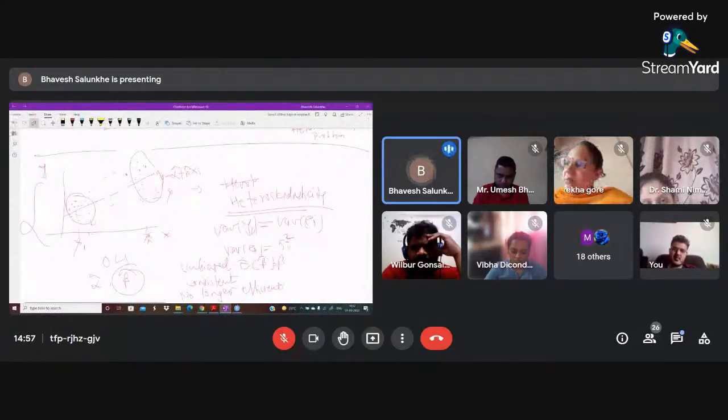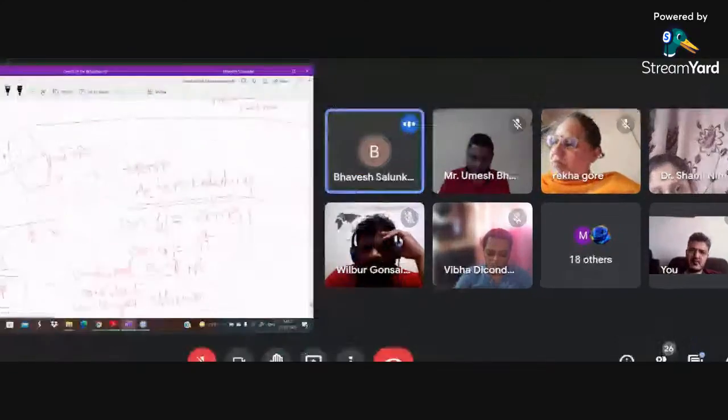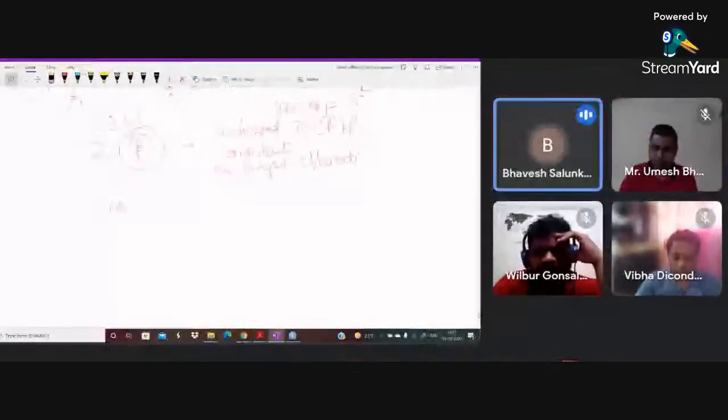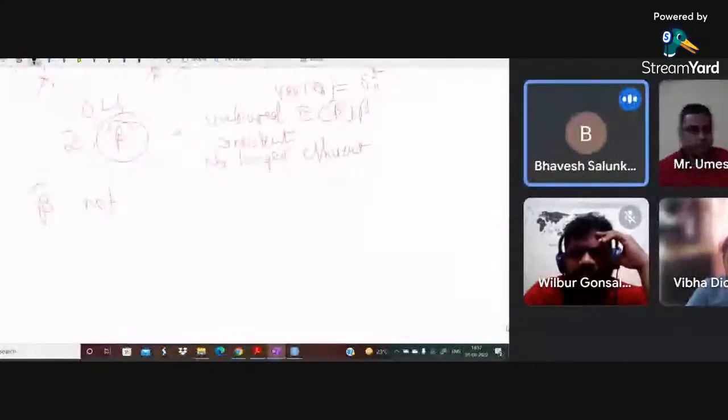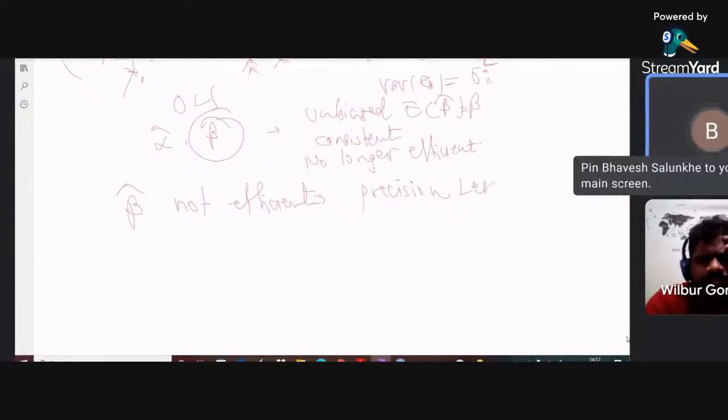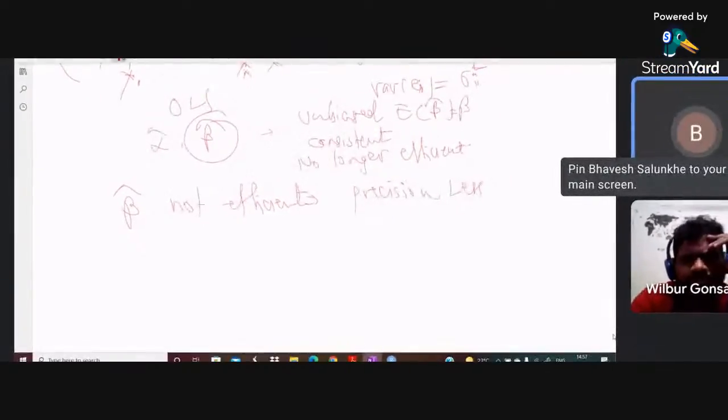So it is no longer efficient, and this important property of efficiency is violated. The beta hat estimator is not efficient. Its precision will be less. The precision in the estimation of beta hat will be less. You are less precise in your estimation of beta hat from a given sample when it is not efficient.